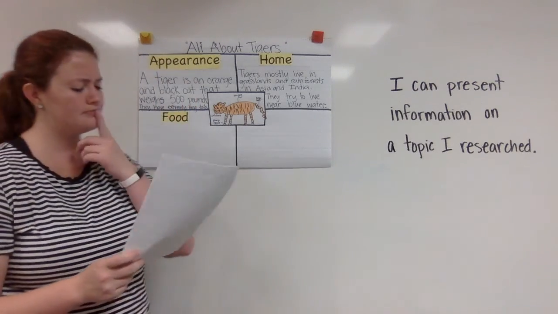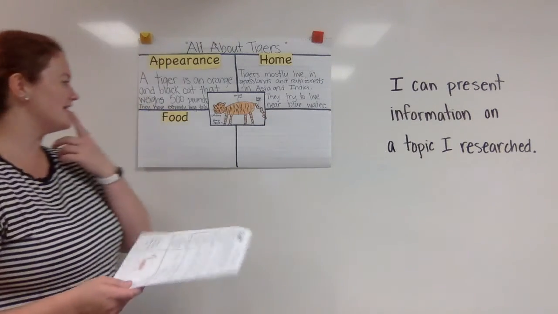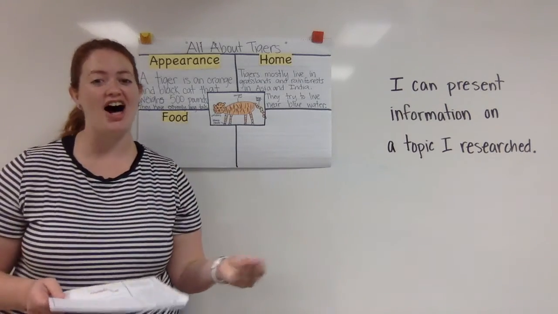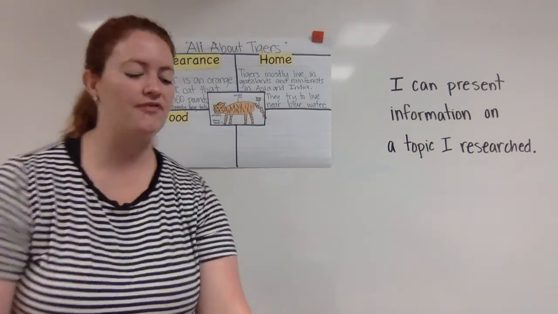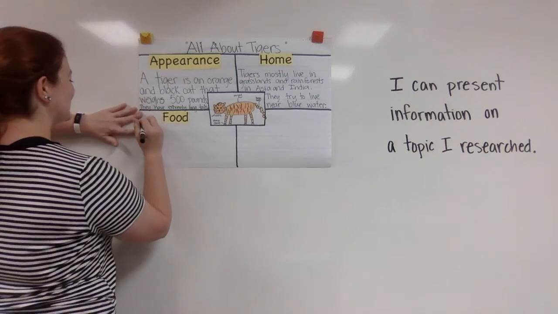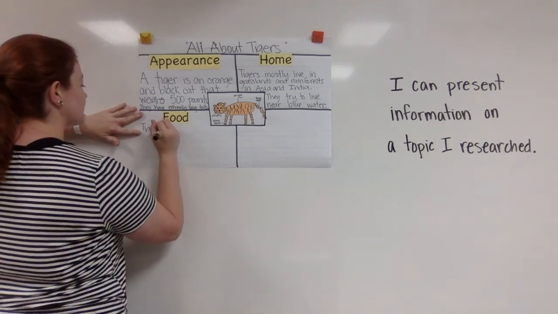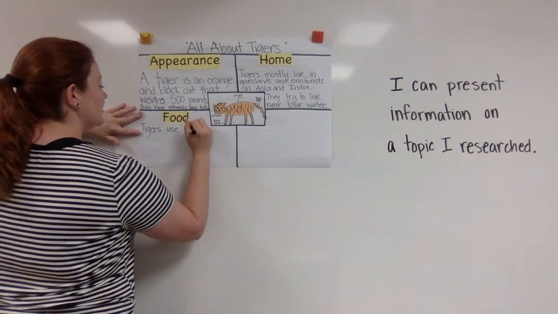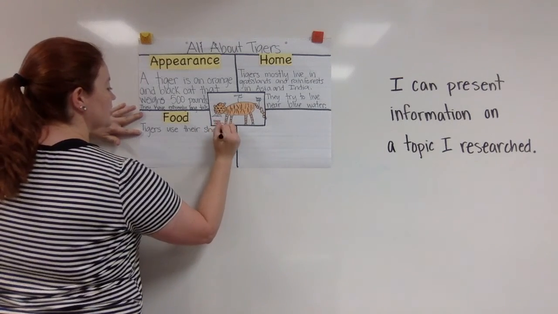So, what if I talk about their sharp teeth and claws first? I could say tigers have sharp teeth and claws that they use to hunt. Yeah, that's perfect. So I'm going to start with a capital letter and say, tigers use their sharp, and that is a good adjective.